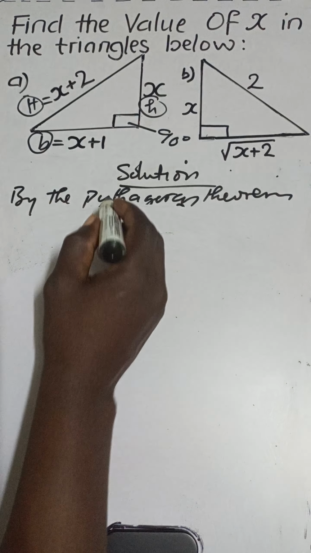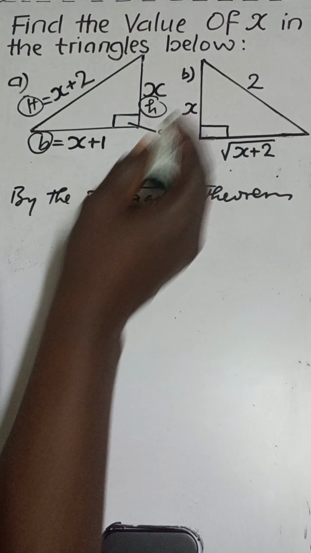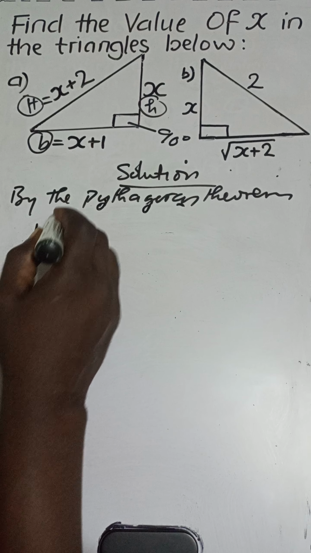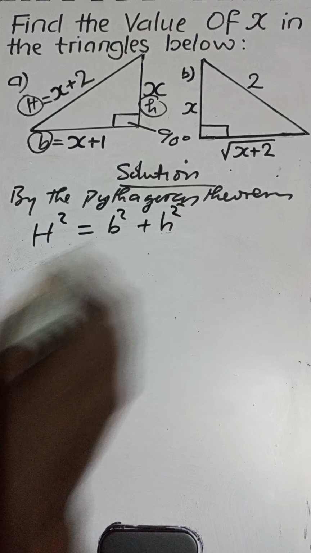Okay, hoping that you have done it. Now let us see what I have. Again, the Pythagoras theorem remains the same. Hypotenuse squared is equal to the square of the base plus the square of the height.